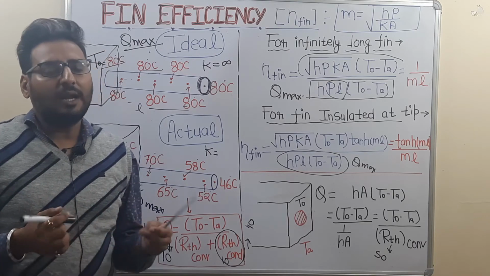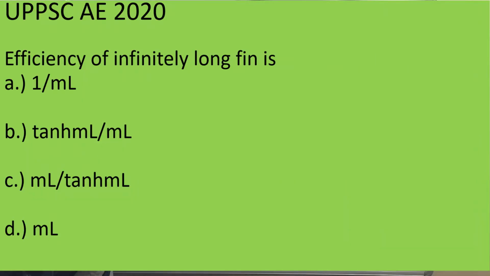Now, we are going to discuss a problem from a public sector undertaking. In general, the question asks to select the right expression for the fin efficiency. Look at this question, and the right option is 1 by mL.